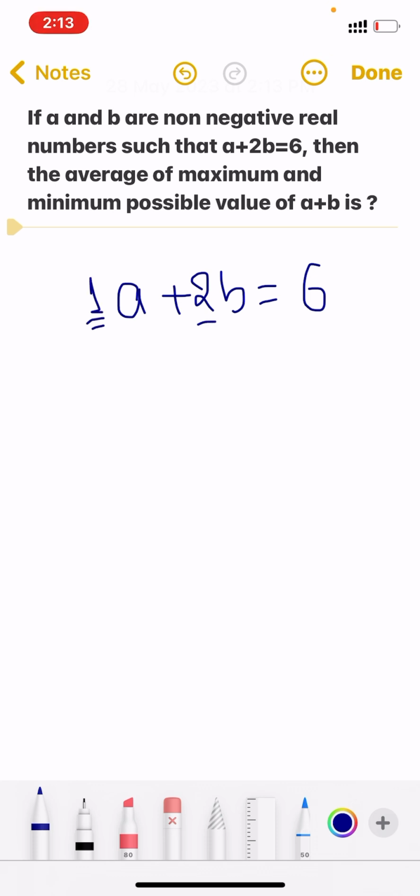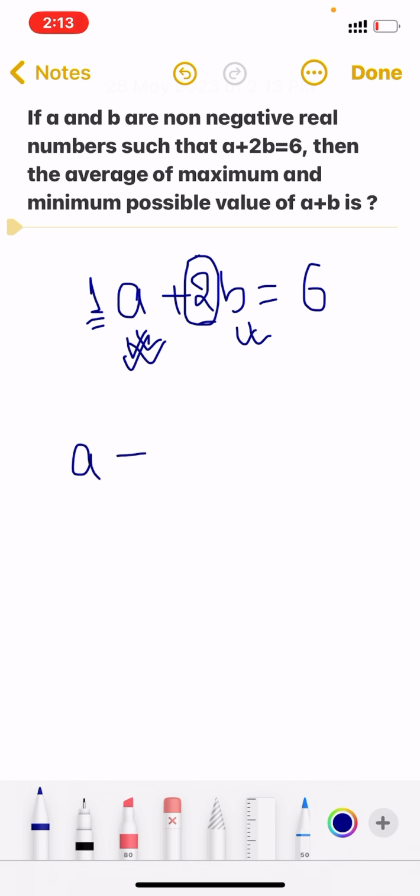To get the maximum value of A plus B, we will try to give as much as possible to A. The reason is quite obvious: if we give more to B, it will increase with twice the rate because of this coefficient. So for the minimum case, we will try to maximize B, and to get the maximum possible value of A plus B, we'll try to maximize A.